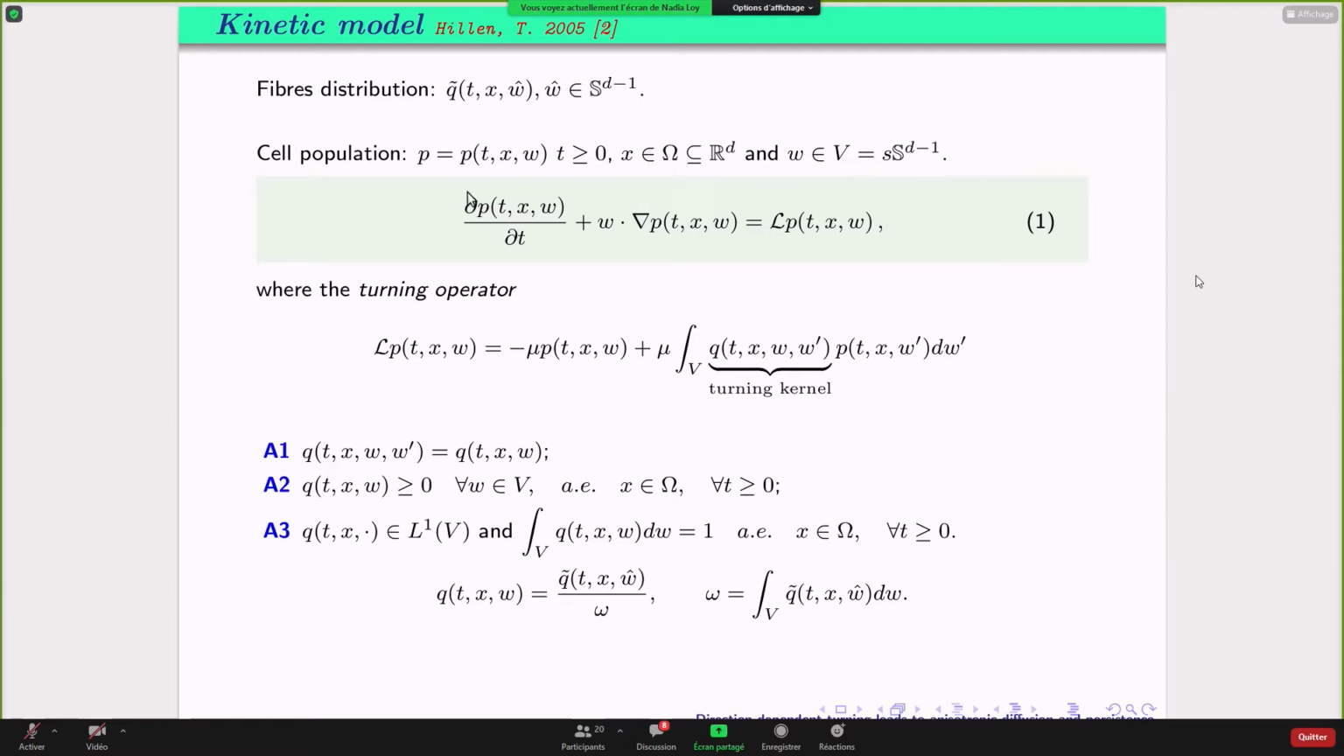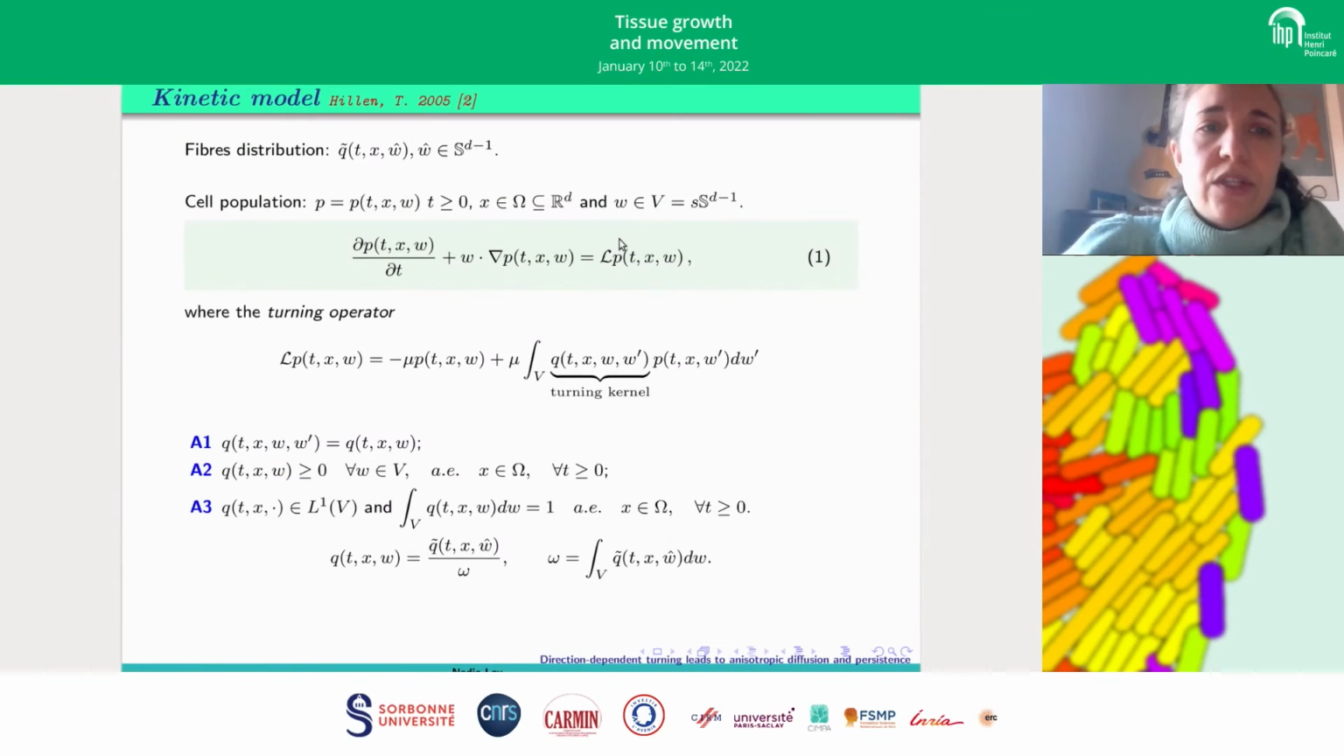So the time evolution for P is described by equation 1, here, that is a classical transfer equation, in which on the left-hand side we take into account the free particle drift, and on the right-hand side we have the turning operator that implements the scattering of the cell, so that drives the turning of the cell due to contact guidance. So it is classically written in this way. We have a frequency of reorientation mu and a turning kernel Q that is a transition probability of switching from w prime to w.